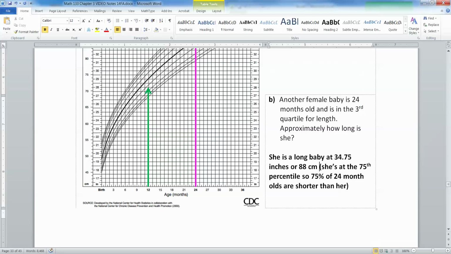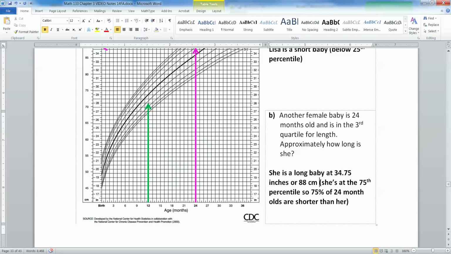She's at the 75th percentile, so 75% of 24-month-olds are shorter than her. So she's actually quite a tall baby, right? Or a long baby, I should say. You're measuring length here, not height.